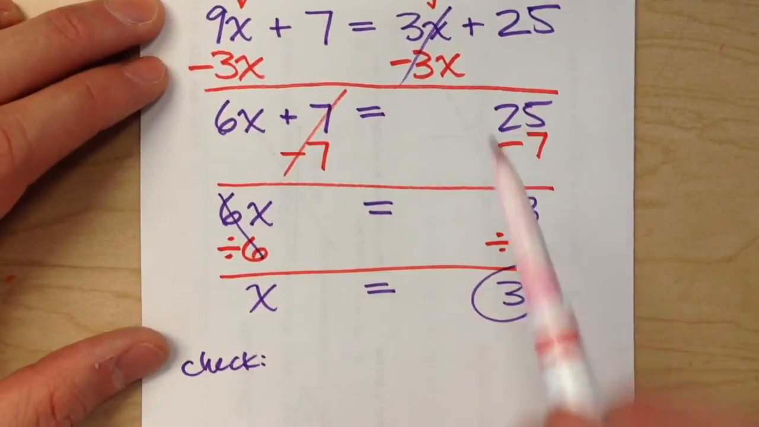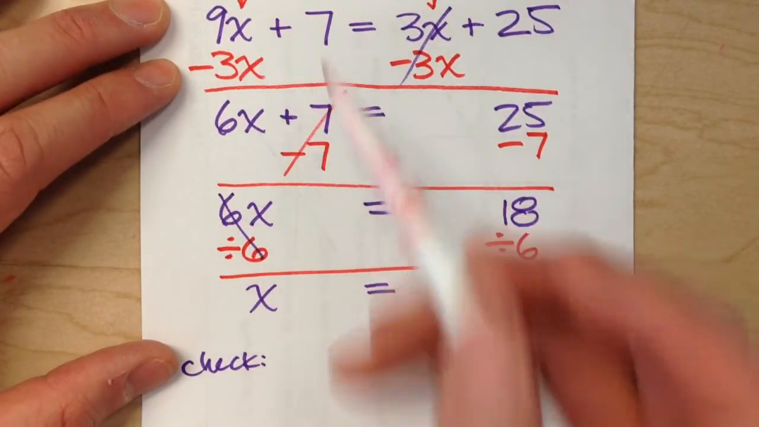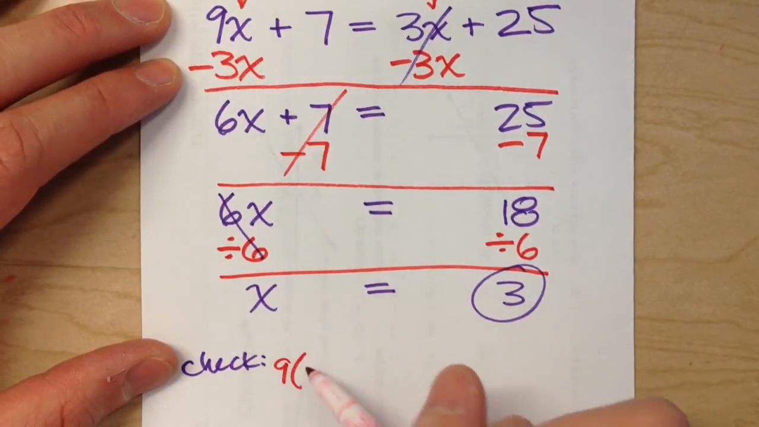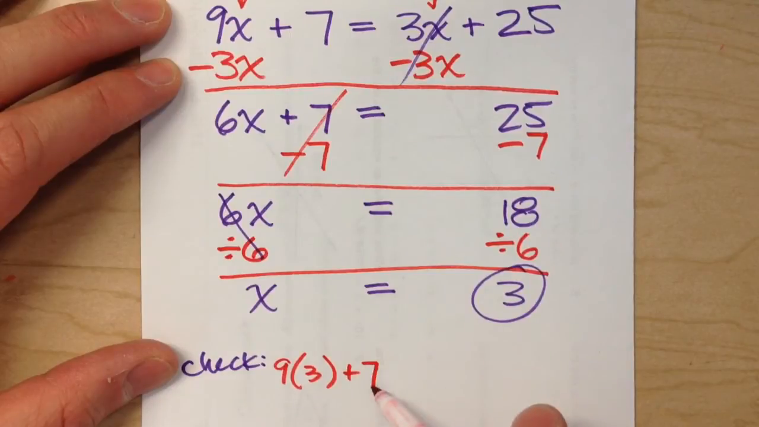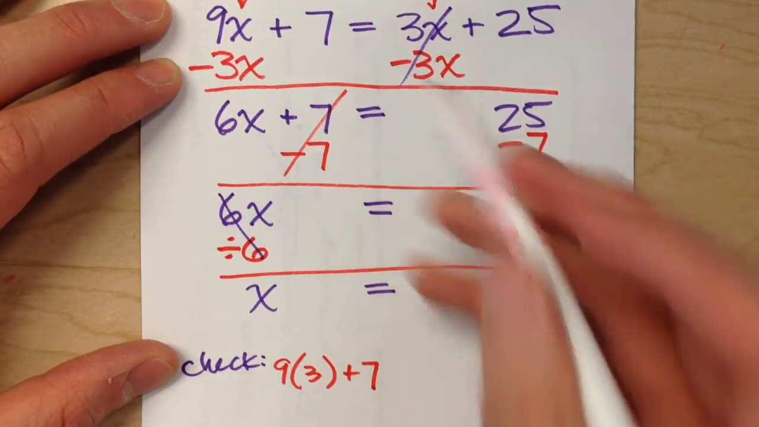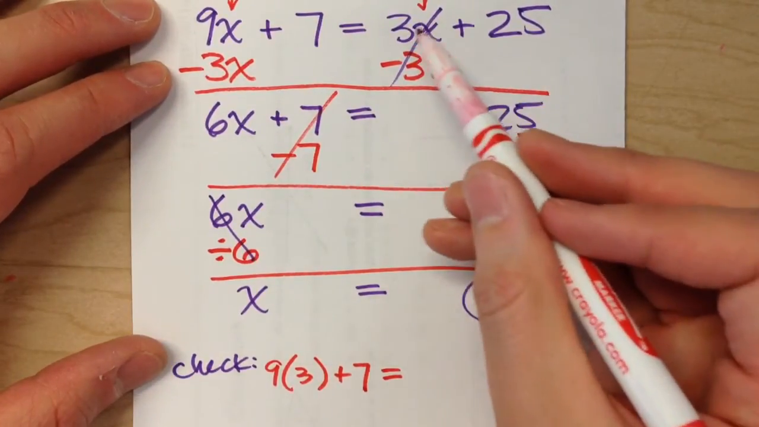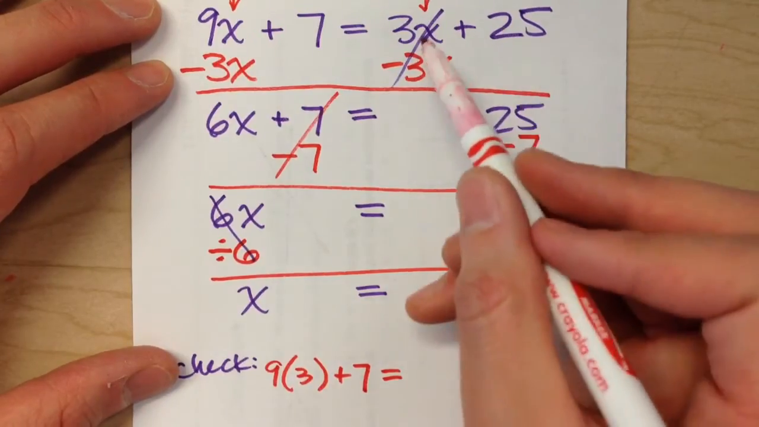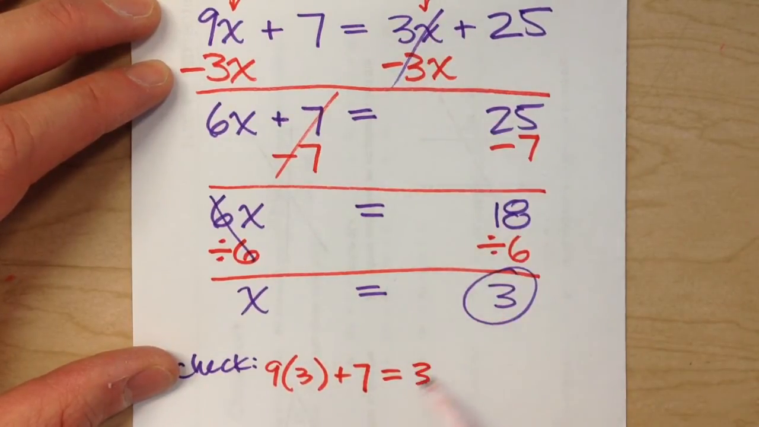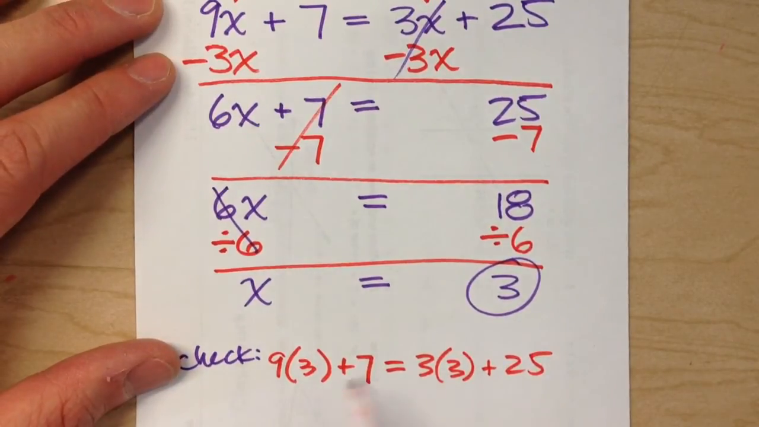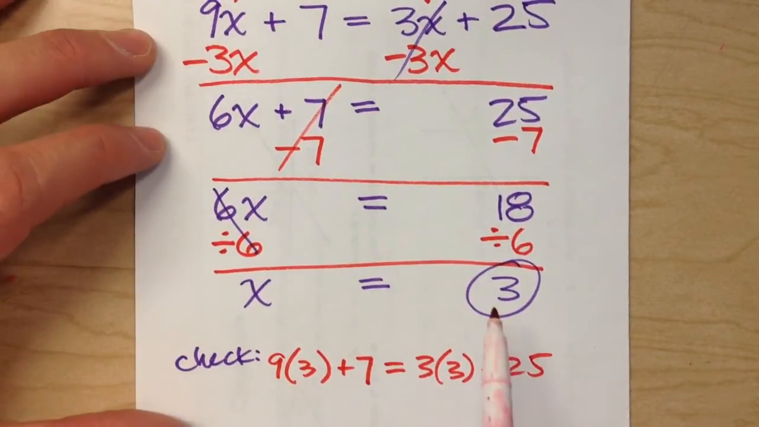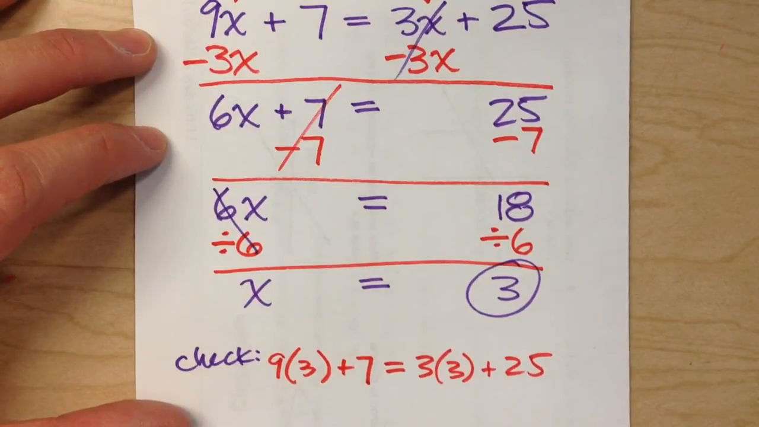So instead of doing 9 times x plus 7, I'll do 9 times 3 plus 7. And that should equal, instead of 3 times x plus 25, we're going to do 3 times 3 plus 25. If those 2 things really are equal, then we know x must be 3.